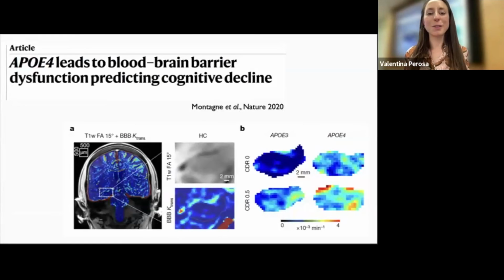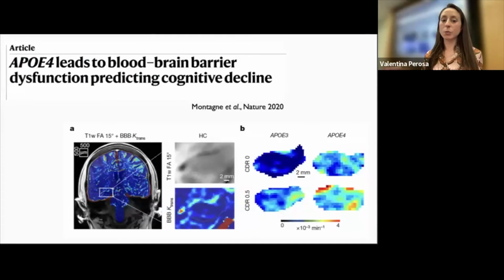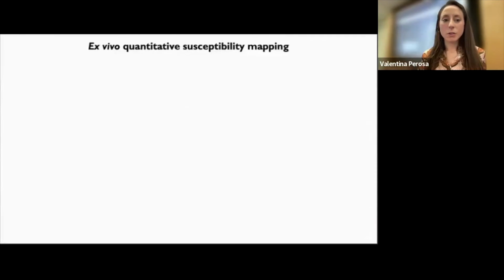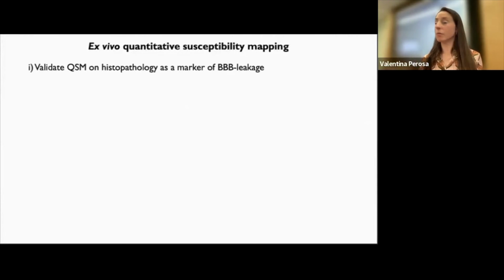That's also something that one needs to mention. But especially this paper by Montagne is very interesting because they found that in DCE MRI, blood-brain barrier leakage in the hippocampus was related to presence of ApoE4 genotype and also with cognition. So we thought it would be interesting to validate QSM as a measure of blood-brain barrier leakage, but using ex vivo tissue. So like measure QSM ex vivo and then validate it as a marker.